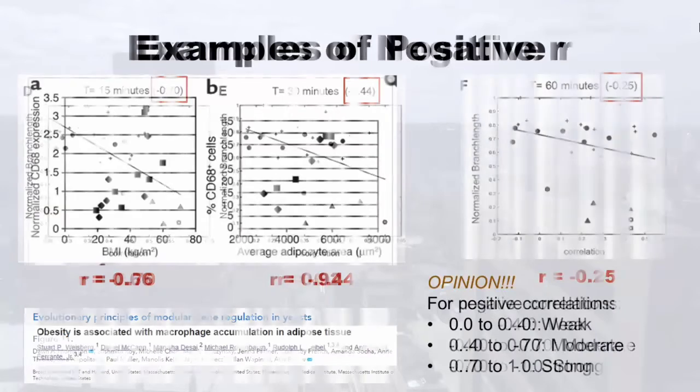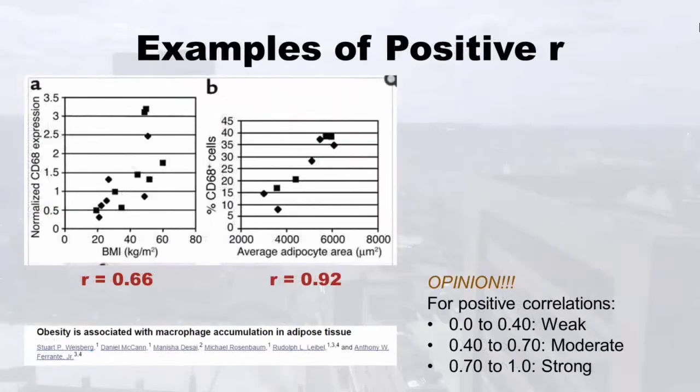And now I promise to be more positive. Here are some positive R's. They didn't draw a line on this one. This is a different article: obesity is associated with macrophage accumulation in adipose tissue. So again, try to cut down on bread. But anyway, if you look on the left side, you'll see all of these XY pairs plotted on the scattergram. Even though we don't have a line there, we can imagine it's going up, so we would expect this to be positive.